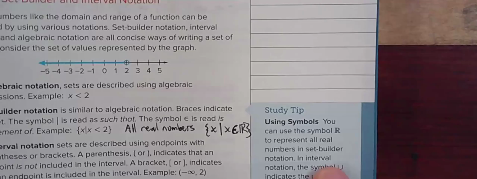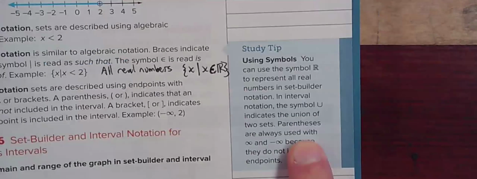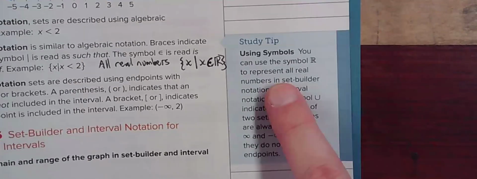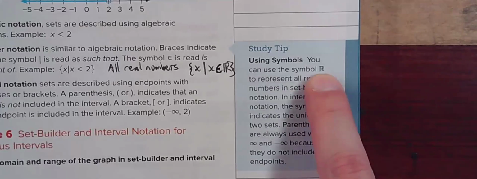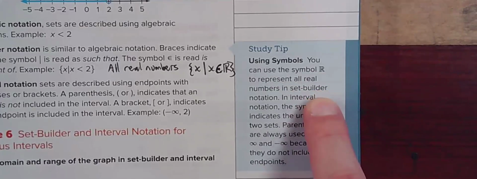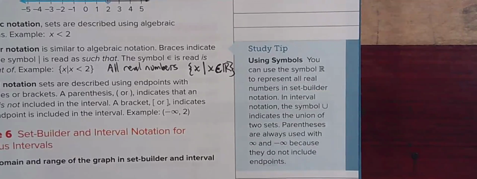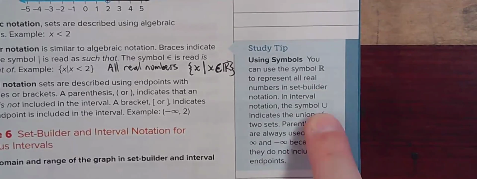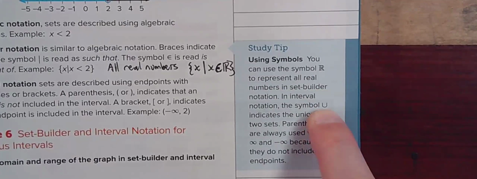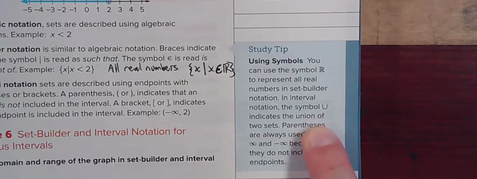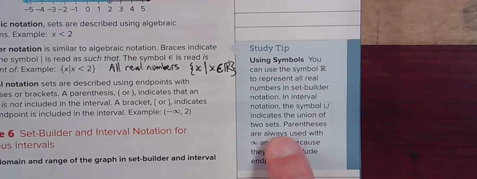But right here, this study tip on page 7, it says in terms of using symbols, you can use the symbol, the R with the double vertical on the left to represent the set of all real numbers in set builder notation. We saw that already. In interval notation, this symbol here basically looks like a capital U, and if you just want to write a capital U, that's totally fine. It indicates the union, capital U, the union of two sets.